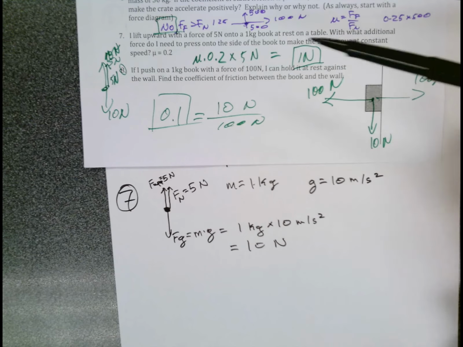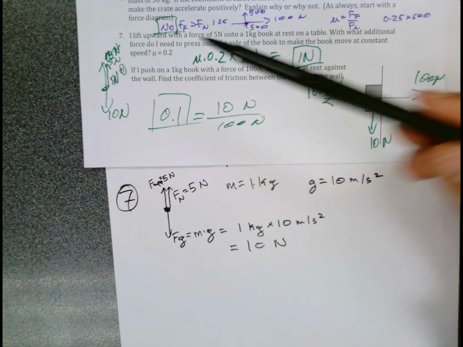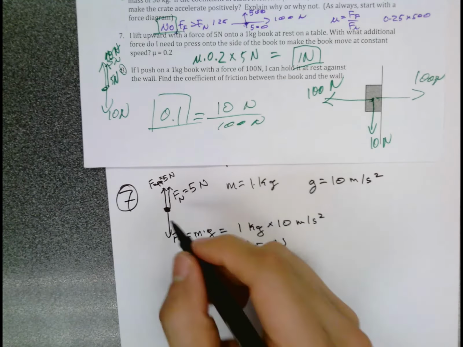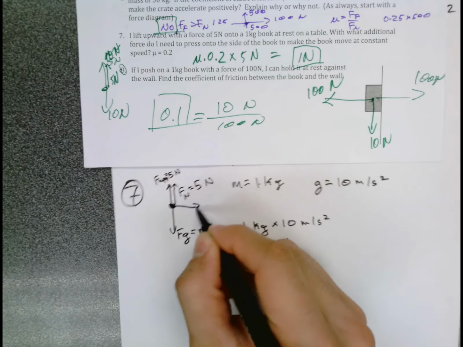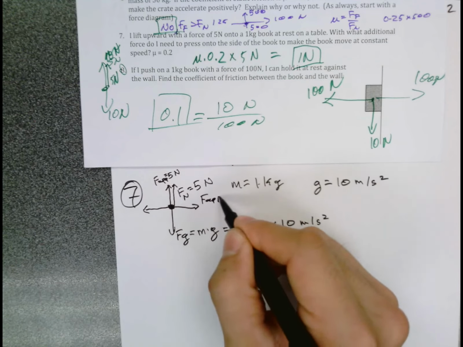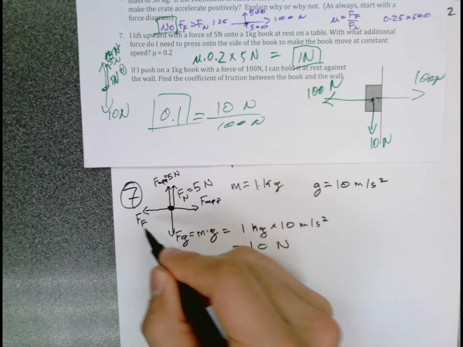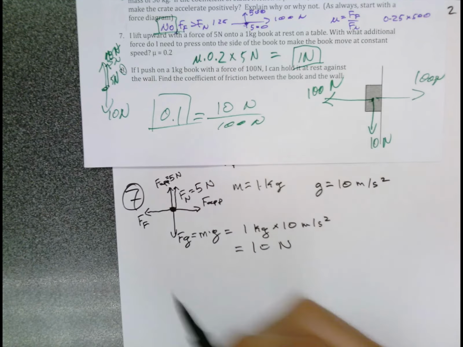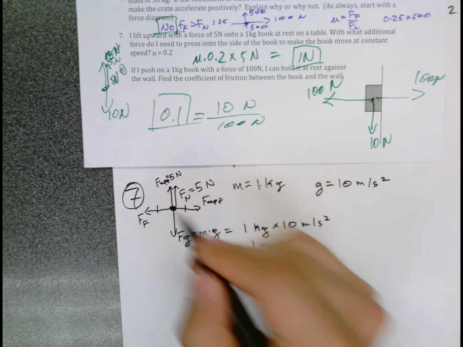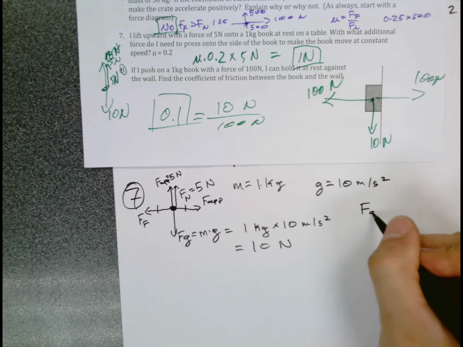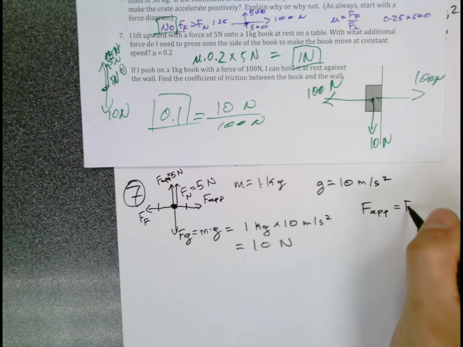The question asks, with what additional force do I need to press onto the side of the book to make it move at a constant speed? If I'm moving the book to the side, there will be an applied force, and there will also be a force of friction. The question asks, how do I move it at constant speed? That means our right force and left force have to be equal. So FAPP is equal to the force of friction.